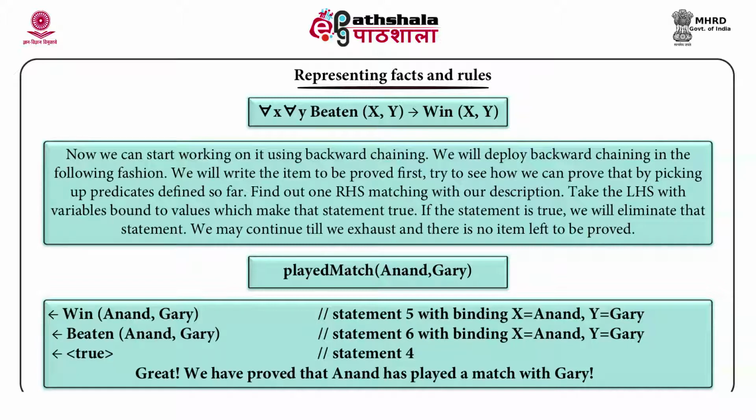So, that is the sixth statement which we are adding, and now you can see how it proceeds. So, played match Anand Gary, which can be proved if we prove win Anand Gary, which can be proved if we prove beaten Anand Gary, which is there in the statement. So, it is already proven. So, we have proven what we wanted to.